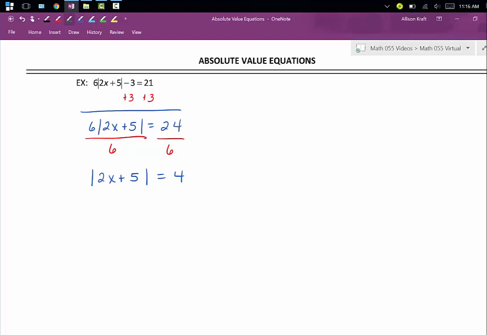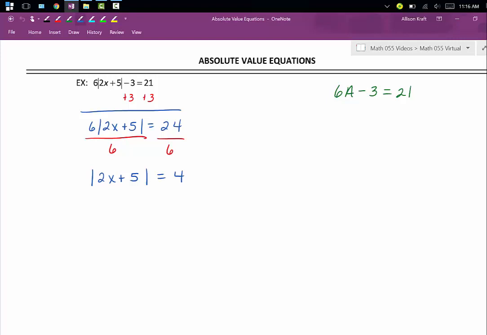If you're ever unsure on what you should do first to isolate the absolute value, you could make a parallel equation over to the side and just replace the absolute value with a variable. I'll use A for absolute value. And then look at that. If you were going to solve for A, what would you do? Add 3 and then divide by 6. So if you're ever confused, you can always do that on the side to help you make your choices.